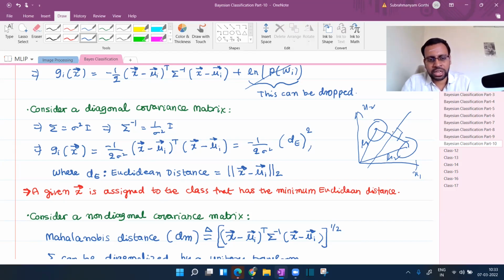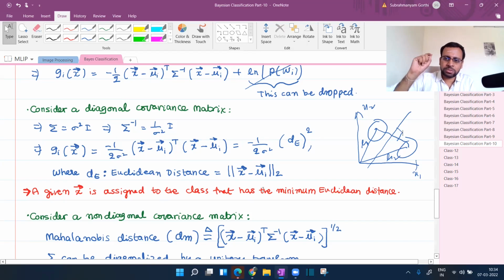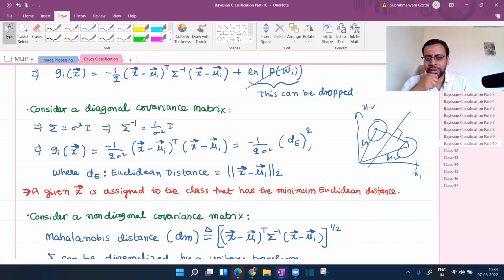This i can take any value from 1 to m. Now I'm making a statement that you calculate G_i of X bar. I have got this expression here, minus 1 by 2 sigma square into Euclidean distance whole square. Now I'm saying whichever has a minimum Euclidean distance, you assign that X bar to that particular class. Can you help me with that statement?